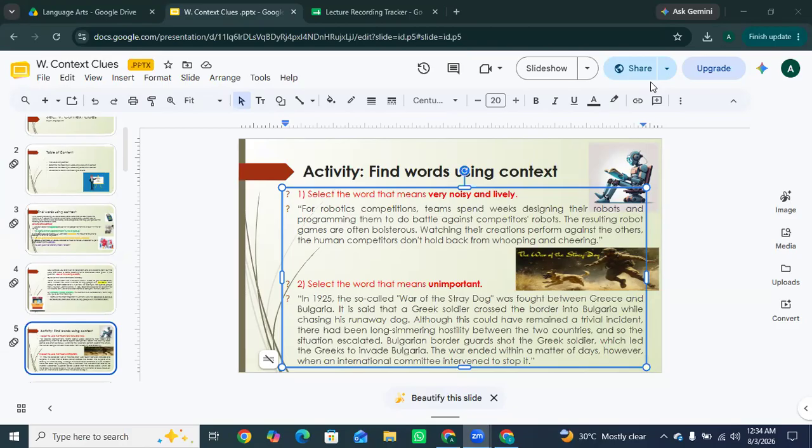Now select the word that means unimportant. Read this paragraph. The answer is stray. Why? Because of the phrase "war of the stray dog," referring to the dog chasing his hunting dog. A stray is a dog with no owner, wandering. The dog caused the war, but the dog itself was unimportant compared to the war. So stray also means not belonging to anyone.